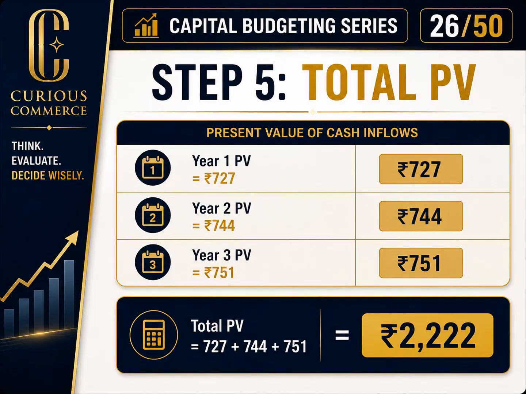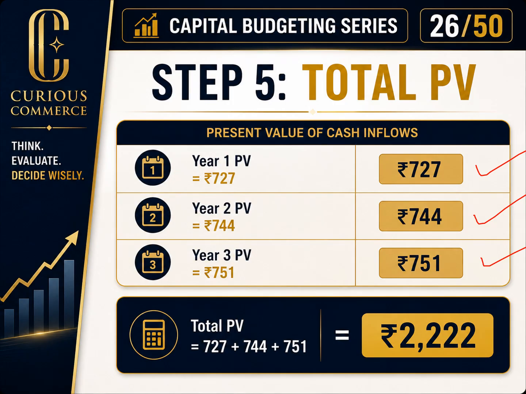Add all present values. The first year is 727, the second year is 744, the third year is 751. The total is 2222. A simple addition step. But remember, these are all discounted values, not the original cash inflows. If students directly add 800 plus 900 plus 1000, they get 2700 as the answer. That is wrong for NPV because future value must first be converted into present value. This is the core principle of capital budgeting.